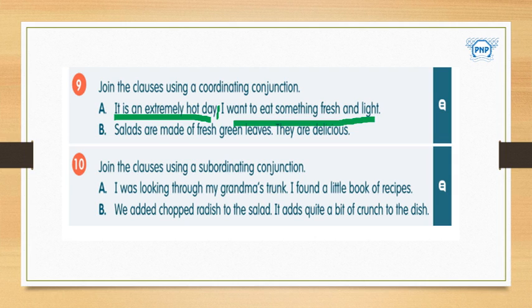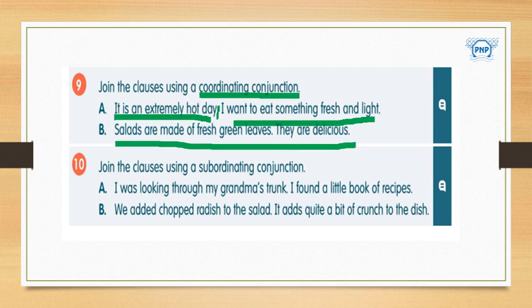Salads are made of fresh green leaves. They are delicious. So you have to join these two sentences by using a coordinating conjunction. You have to make them one. Okay. Last set: join the clauses using a subordinating conjunction.